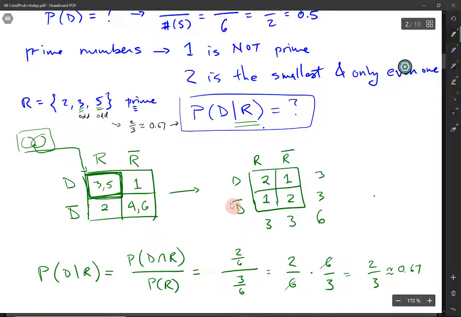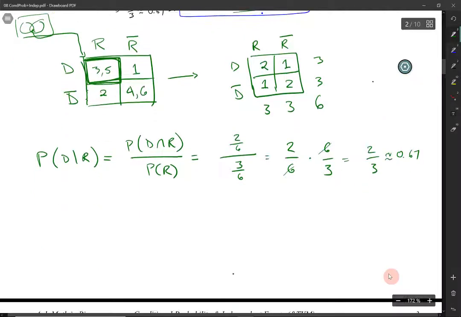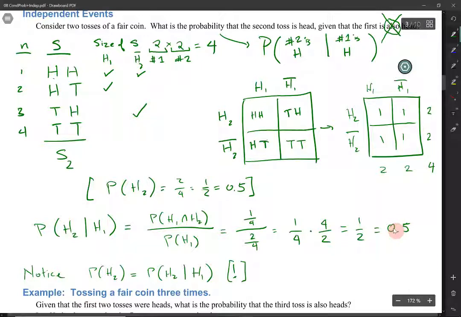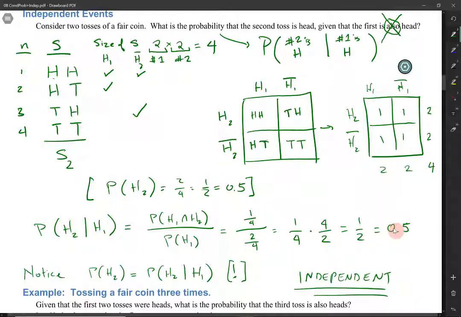The new information changed the probability. Here, in this case, the new information did not change the probability. It's still the same, half. And so that's kind of a special case, and we call that independent. The probabilities are independent.